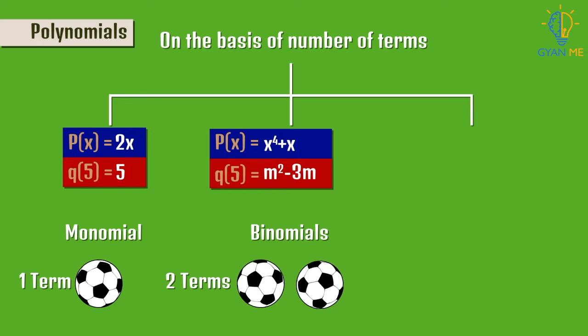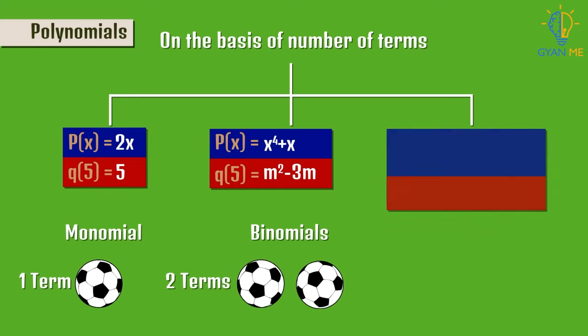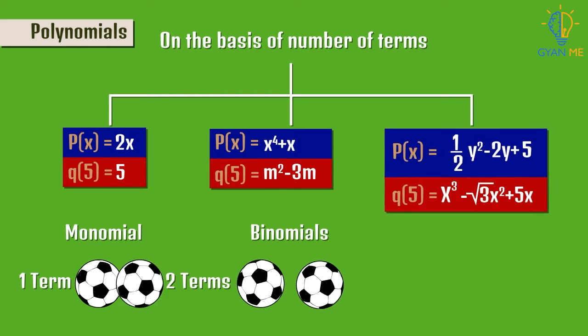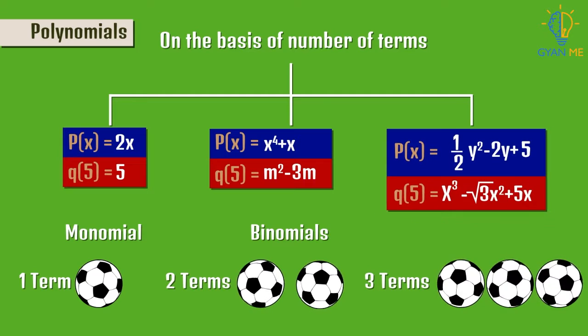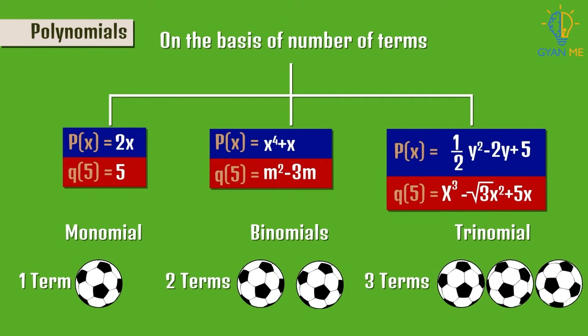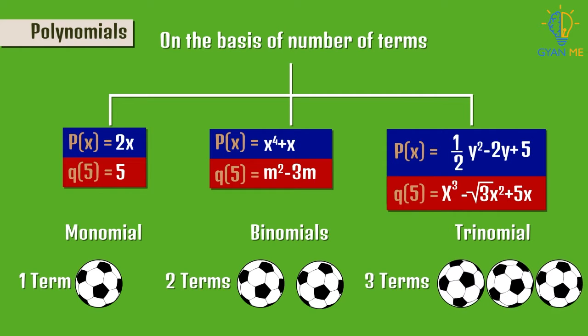Let us take a few more expressions. Say, for example, 1 upon 2 y square minus 2y plus 5 and x cube minus root 3 x square plus 5x. Here we observe that each polynomial has 3 terms and is called a trinomial. Expressions with more than 3 terms are conventionally called polynomials.